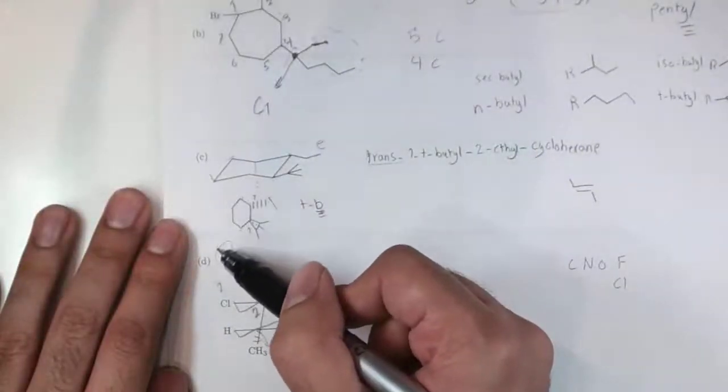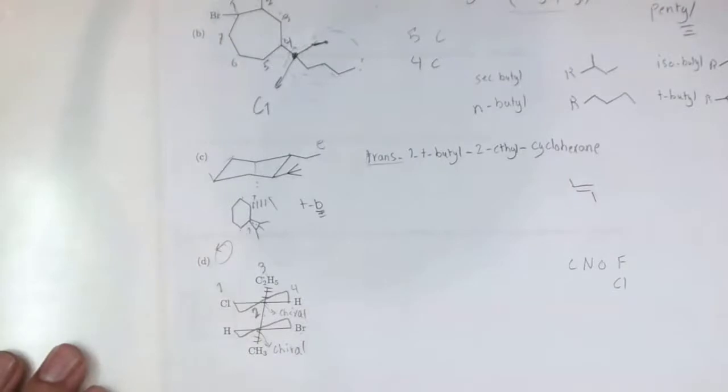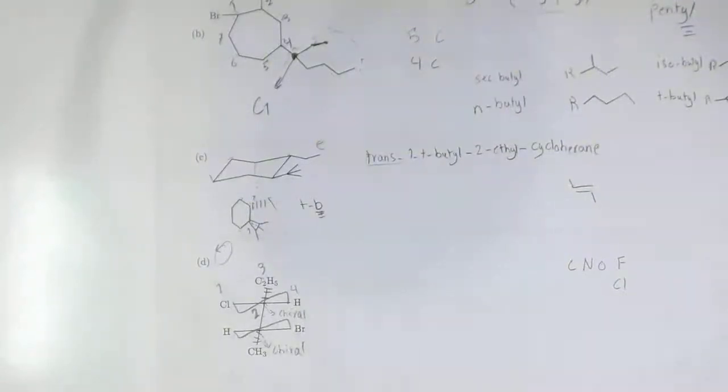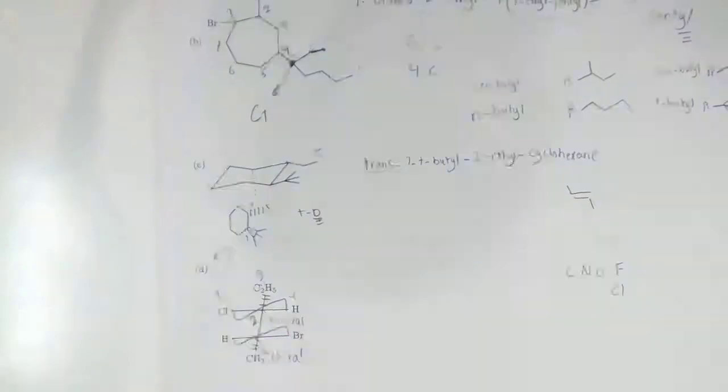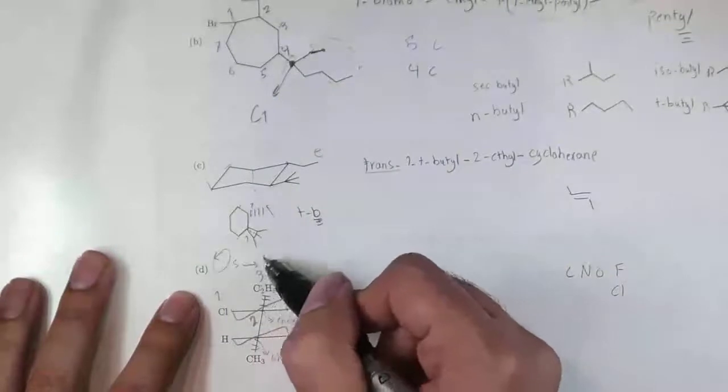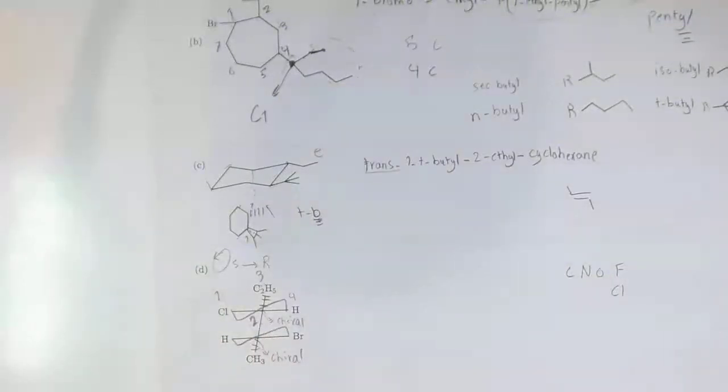So let's see. I have 1, 2, 3. Since I'm going counterclockwise, you might say it's S. But here's the thing. In determining R and S configuration, always remember this. Please, please don't make this mistake. Your least prioritized group should be facing away from you when you're determining it. Since this hydrogen is on a wedge, I have to make this the opposite of what it is. So I determined it was S, now it has to be R. Please remember this. Your least prioritized group has to be facing away from you when you're determining S and R.